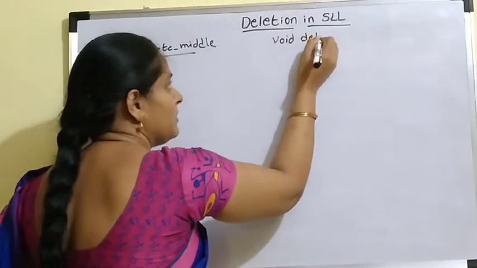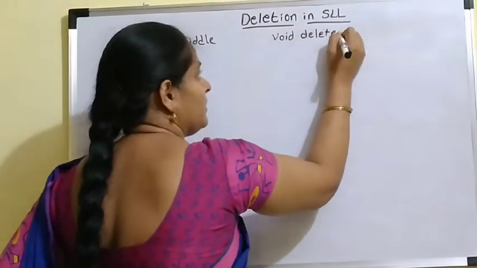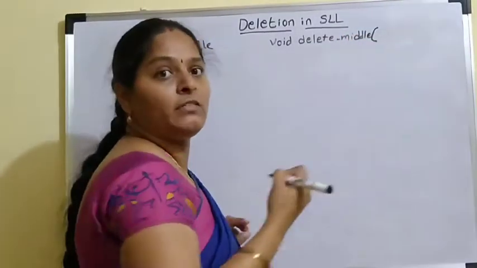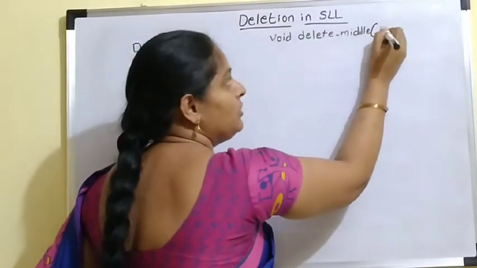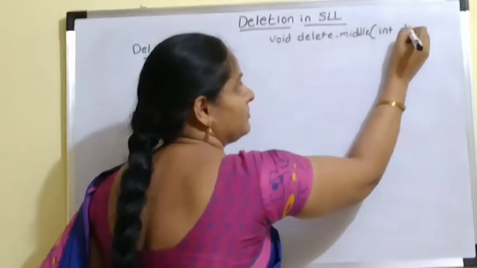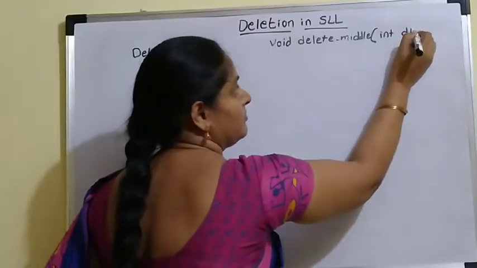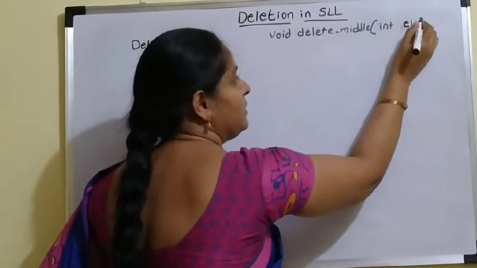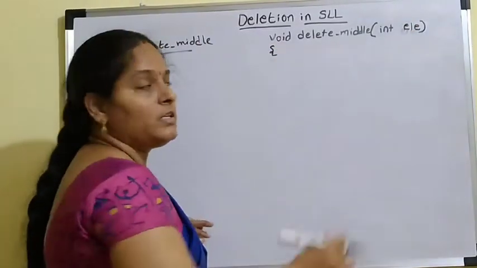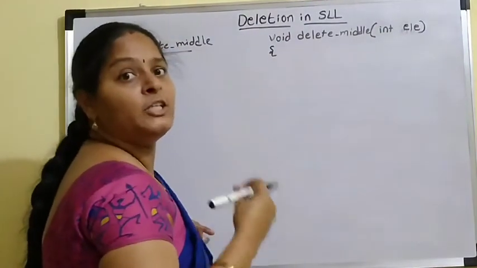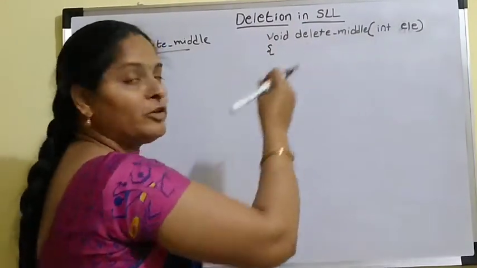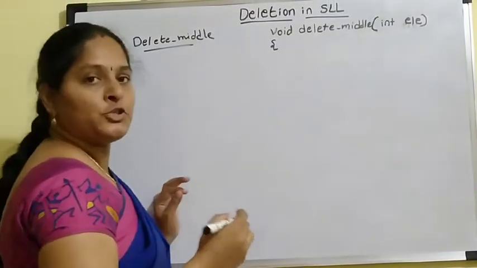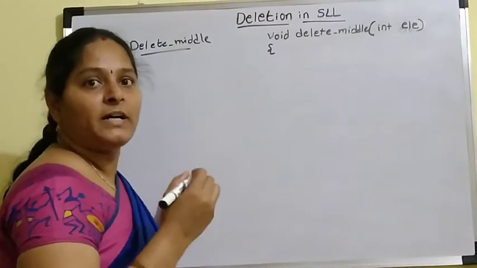Void delete middle. Whatever element I want to delete, I am passing that value as a parameter. I am using the variable name as ELE. Whatever value you want to delete, that value I will pass in the form of ELE.